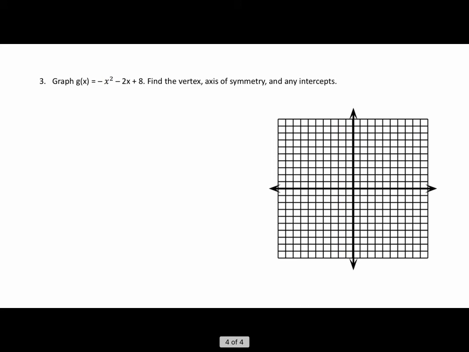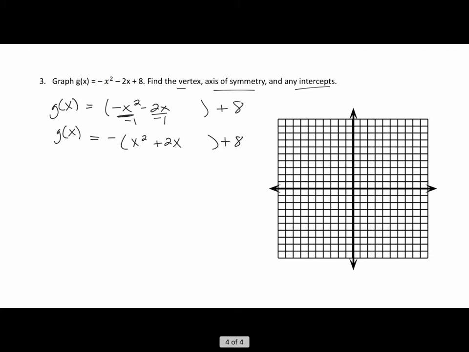Finally, we want to graph this function, find the vertex, axis of symmetry and any intercepts. So again, we need to complete the square here. I'm going to associate the variable terms. Kick to the side the 8, the constant. Now this needs to be positive 1. So we need to factor out a negative from just these two terms. So negative will give us a positive x squared and a positive 2x.